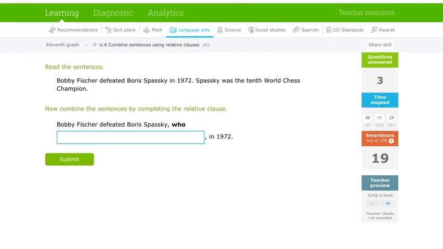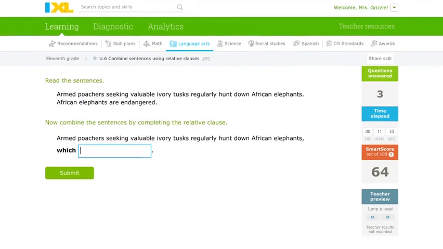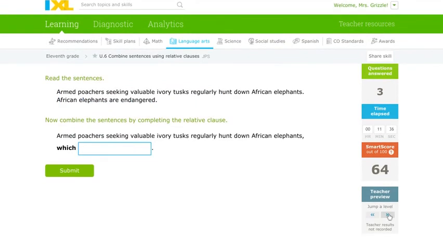All right, what I'm going to do now is skip up to one of those high levels so that you guys know what it looks like to do a difficult one on IXL. So, armed poachers seeking valuable ivory tusks regularly hunt down African elephants. African elephants are endangered. All right, so they give us armed poachers seeking valuable ivory tusks regularly hunt down African elephants, which are endangered.